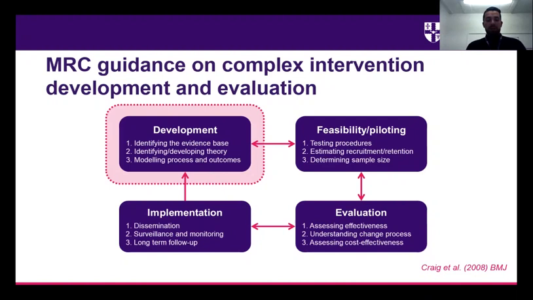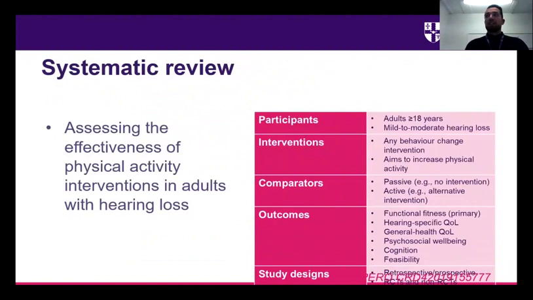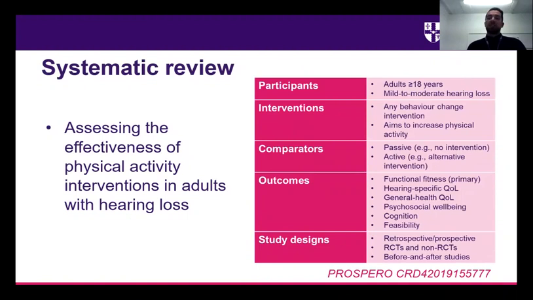So in view of these guidelines, I'm going to present some of the findings that we've obtained for studies that we've undertaken specifically in relation to the development stage of this guidance. Now, in terms of identifying the existing evidence base, we've undertaken a systematic review where we were interested in assessing the effectiveness of physical activity interventions in adults with hearing loss. What I'm showing you here is a table which shows our PICO inclusion criteria. PICO stands for participants, interventions, comparators, outcomes, and study designs.